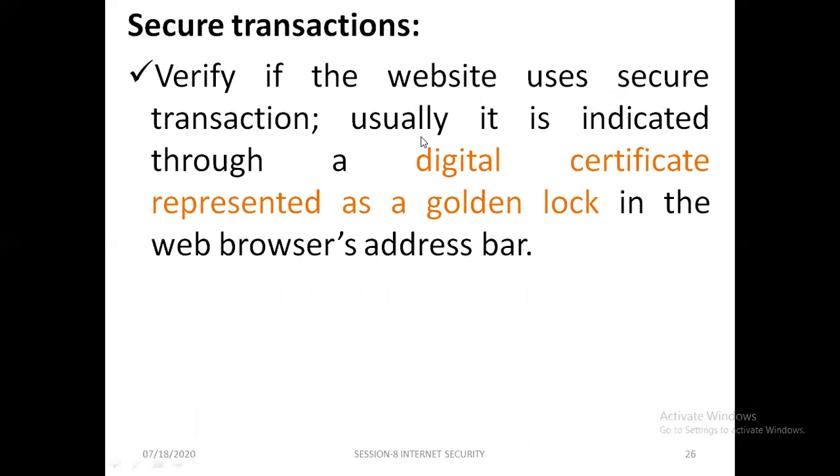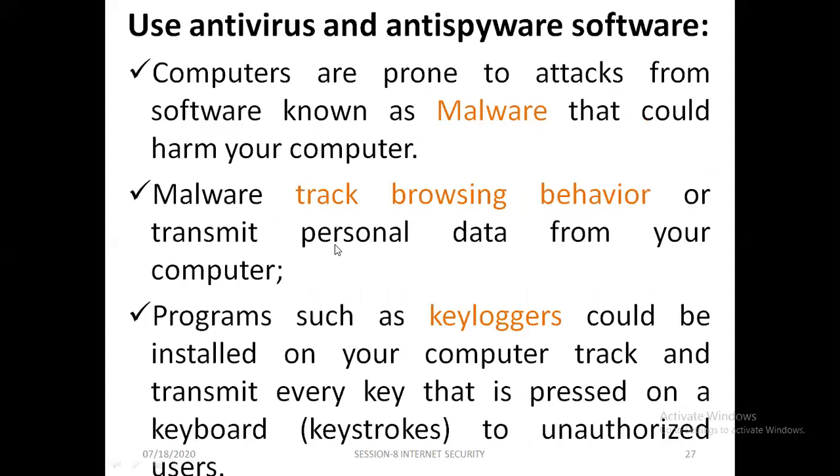How can we identify it? It is indicated with the help of a digital certificate represented as a golden lock. A lock symbol will appear before the website address. We need to check whether that is available or not. That is the secured website, allowing secure transactions for us. So we need to check the web browser address bar for the lock before the website address. And we need to use antivirus and anti-spyware software.